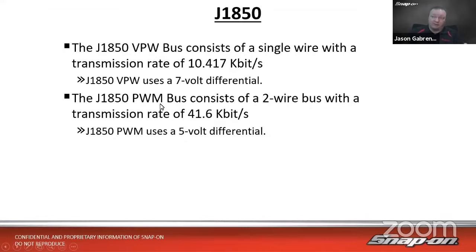J1850 pulse width modulated bus is a 2-wire version of that. So it's actually a higher speed transmission or higher transmission rate, 41.6 kilobits per second. So considerably faster, about 4 times faster than what the single wire is. This was pretty common on Fords of the same era. So around about OBD-II through mid 2000s when they went to CAN. So in this case, they use about a 5-volt differential on my data.